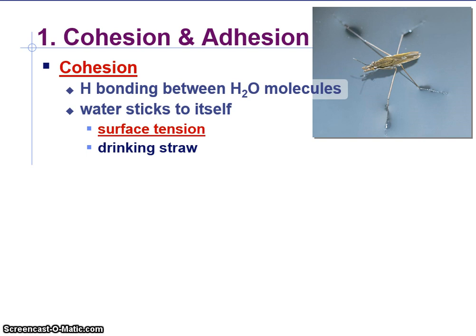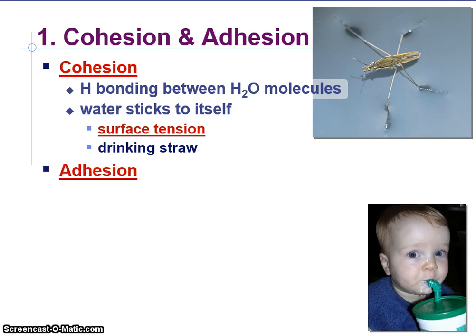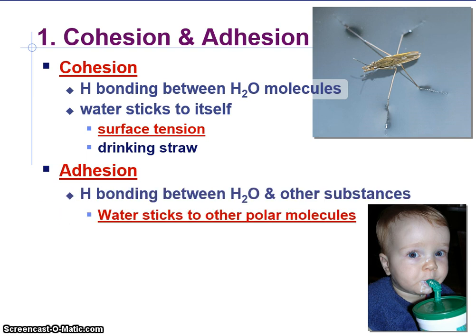So as you apply negative pressure by sucking on the straw, you actually are going to have the water molecules be pulled up because they're all attracted to each other. Adhesion is where water molecules stick to something else. And it's usually because of hydrogen bonding between water and some other slightly polar or very polar substance.